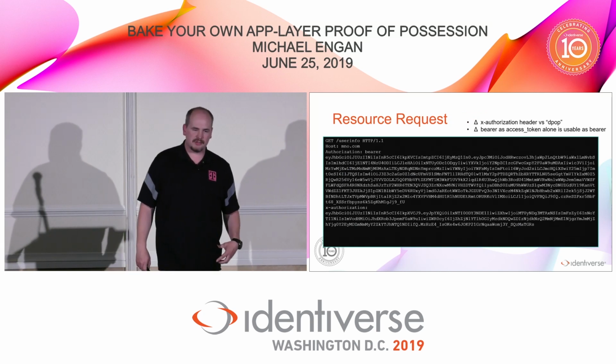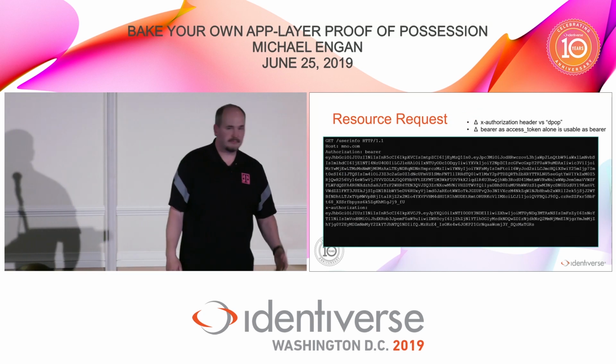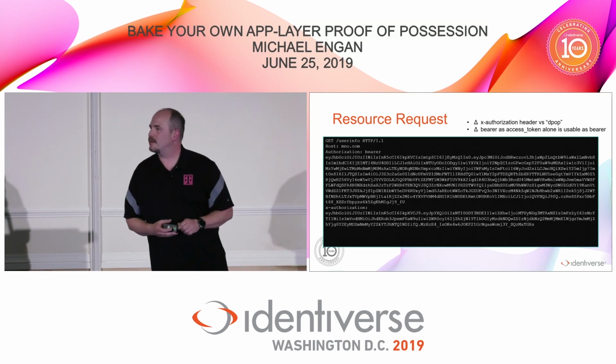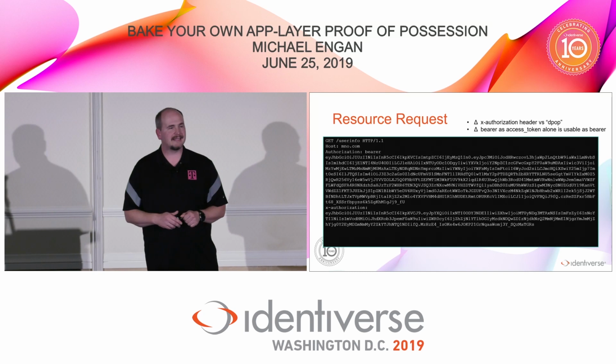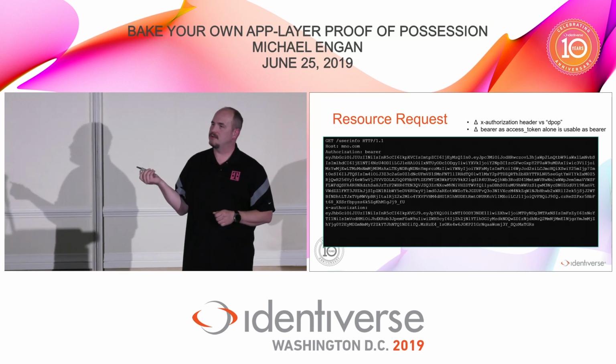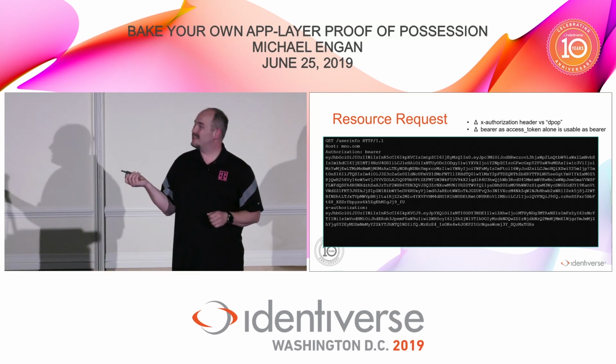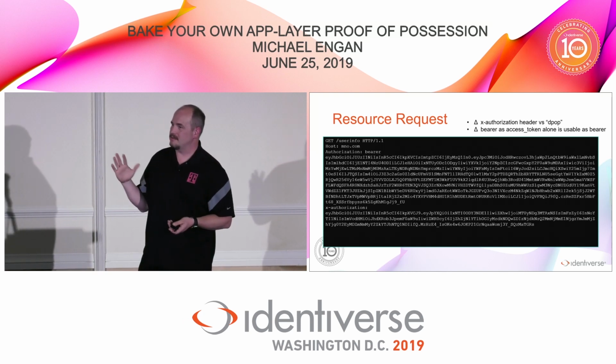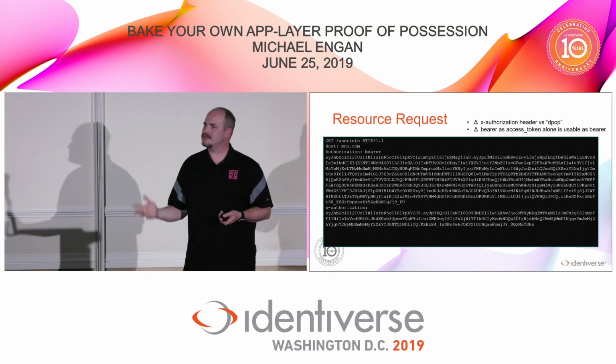And so this is what a resource request then looks like. Hit an API endpoint, pass your access token, as everybody's familiar with. The access token has that CNF inside it that you can use to authenticate the XAuth. Now, as I mentioned at the beginning, T-Mobile's been looking at this for about 3 years, so we've got some legacy XAuth headers in there.